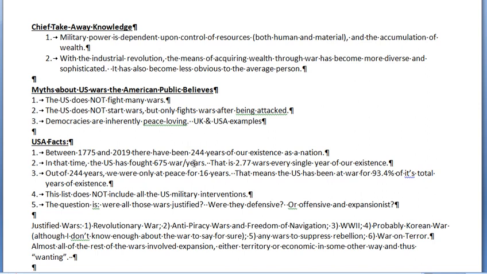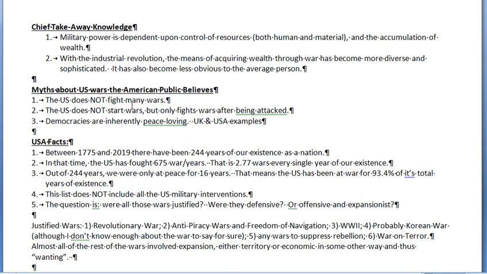675 war years. Now I'll show you the list, right? War after war, each year when wars were fought. Now, if you take that and divide that by 244, that means we're fighting 2.77 wars every single year of our existence. Every year, as a nation, we fight 2.77 wars on average. Right? Now, out of 244 years, there were only 16 years in which we weren't at war. Only 16 years of peace.